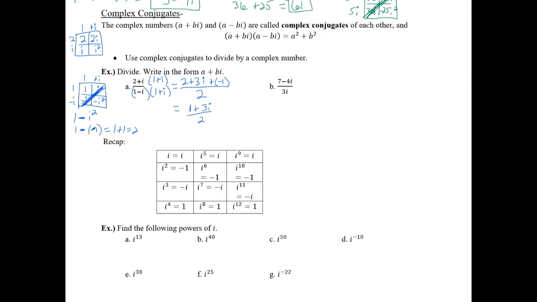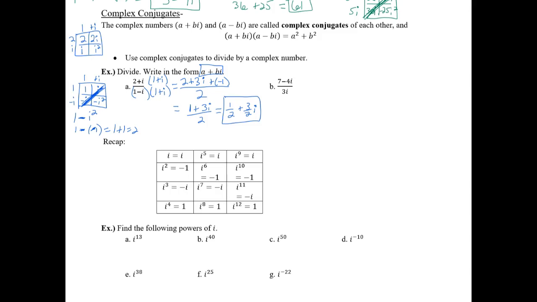So some textbooks have you leave it like that, but they specifically asked us to write it in the form A plus BI. So I'm going to take one step further and divide by that 2. So 1 divided by 2 is just 1/2. And 3I divided by 2 will be 3/2 I. So now that's in the form A plus BI, where A is 1/2 and B is 3/2. Okay?